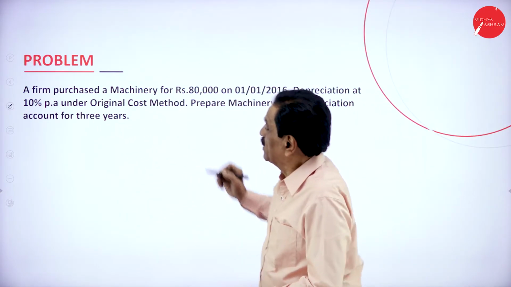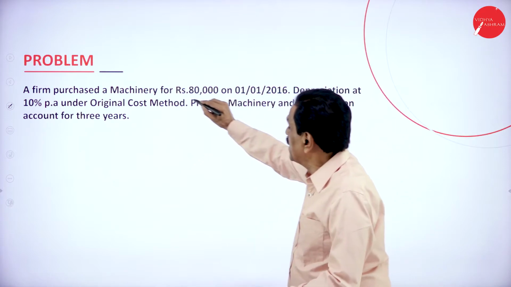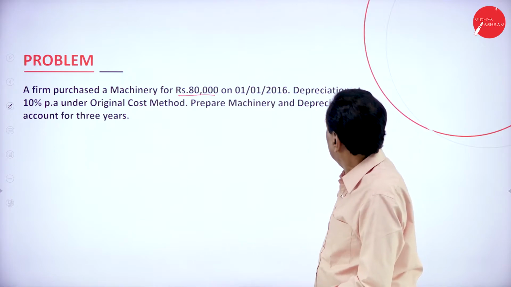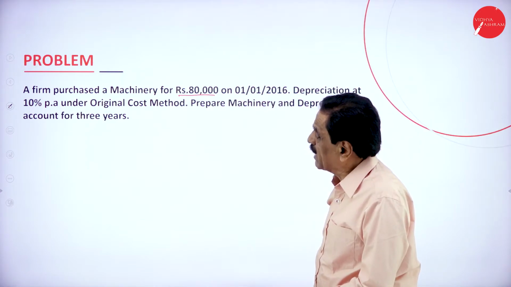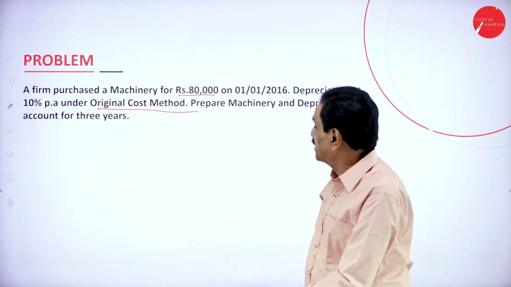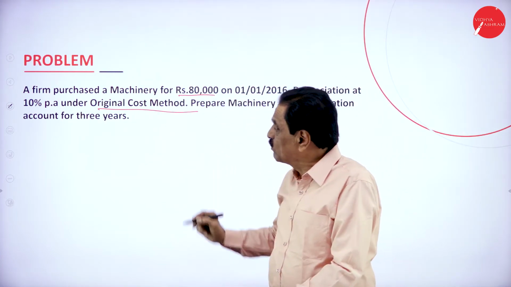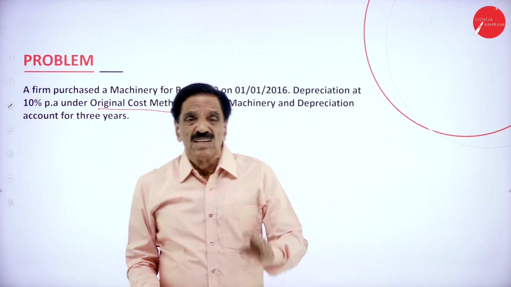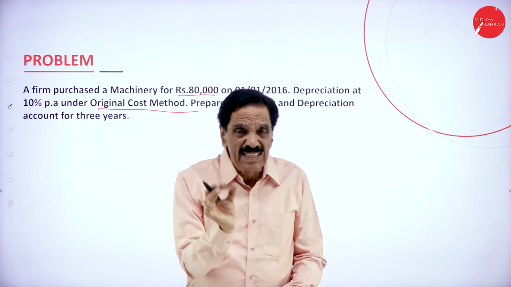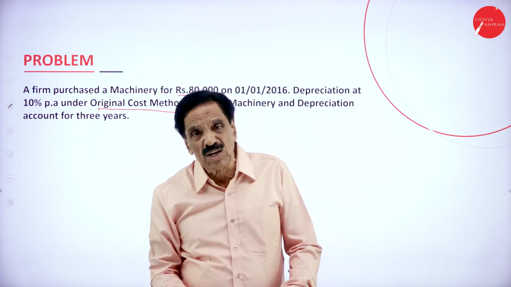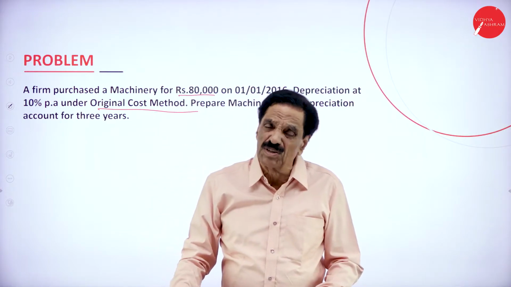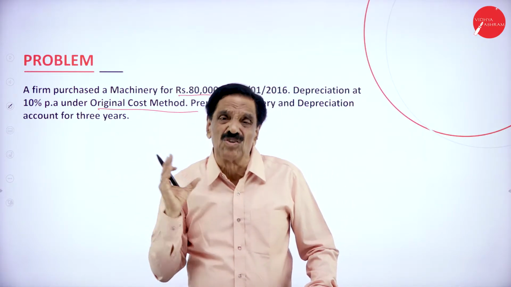A firm purchased a machinery for rupees 80,000 on 1/1/2016. Depreciation at 10% per annum under original cost method. Depreciation remains constant. Prepare machinery and depreciation account for 3 years, he is going to ask. This is a general question I am going to solve now, so that students can easily understand what depreciation actually is. Easy chapter, so we can go very slowly. About 10 marks question will come. Very, very easy question you are going to solve.